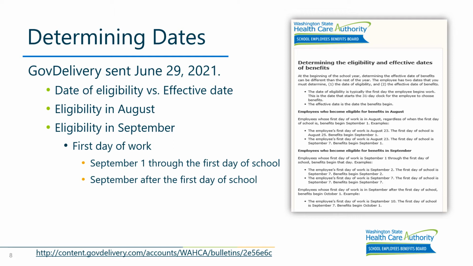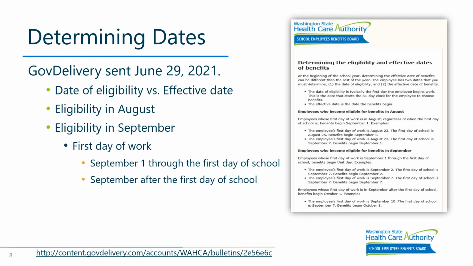What dates apply if an employee is eligible in August compared to if that employee is eligible in September? It also talks about the first day of work. If the first day of work is between September 1st and the first day of school, then the date of eligibility and the coverage effective date are the same. If an employee's date of eligibility is after the first day of school, then their coverage effective date would be the first of the following month.